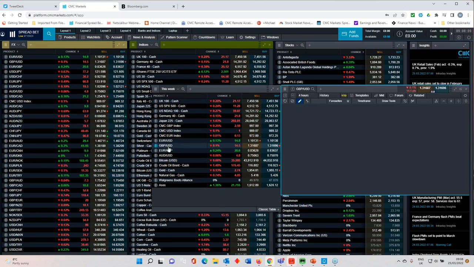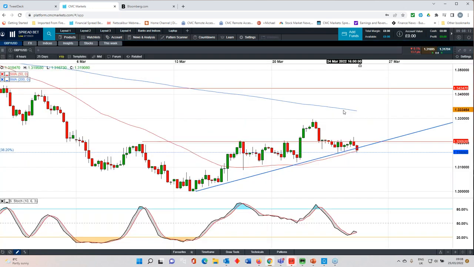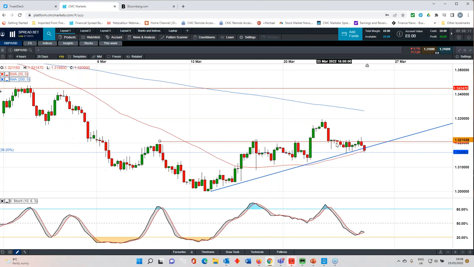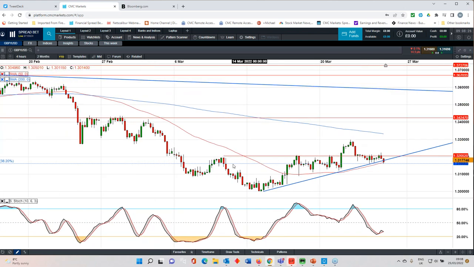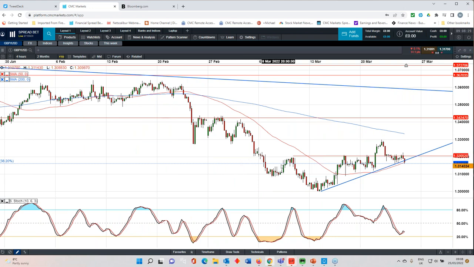As for cable, we're sort of struggling to find any sort of support around about this 50-day moving average. We're struggling to rally much above 132.20, and that is a little bit of a concern going forward. This was potentially an inverse head and shoulders here, left shoulder here, head here, right shoulder here. But unfortunately, we've broken back below it.